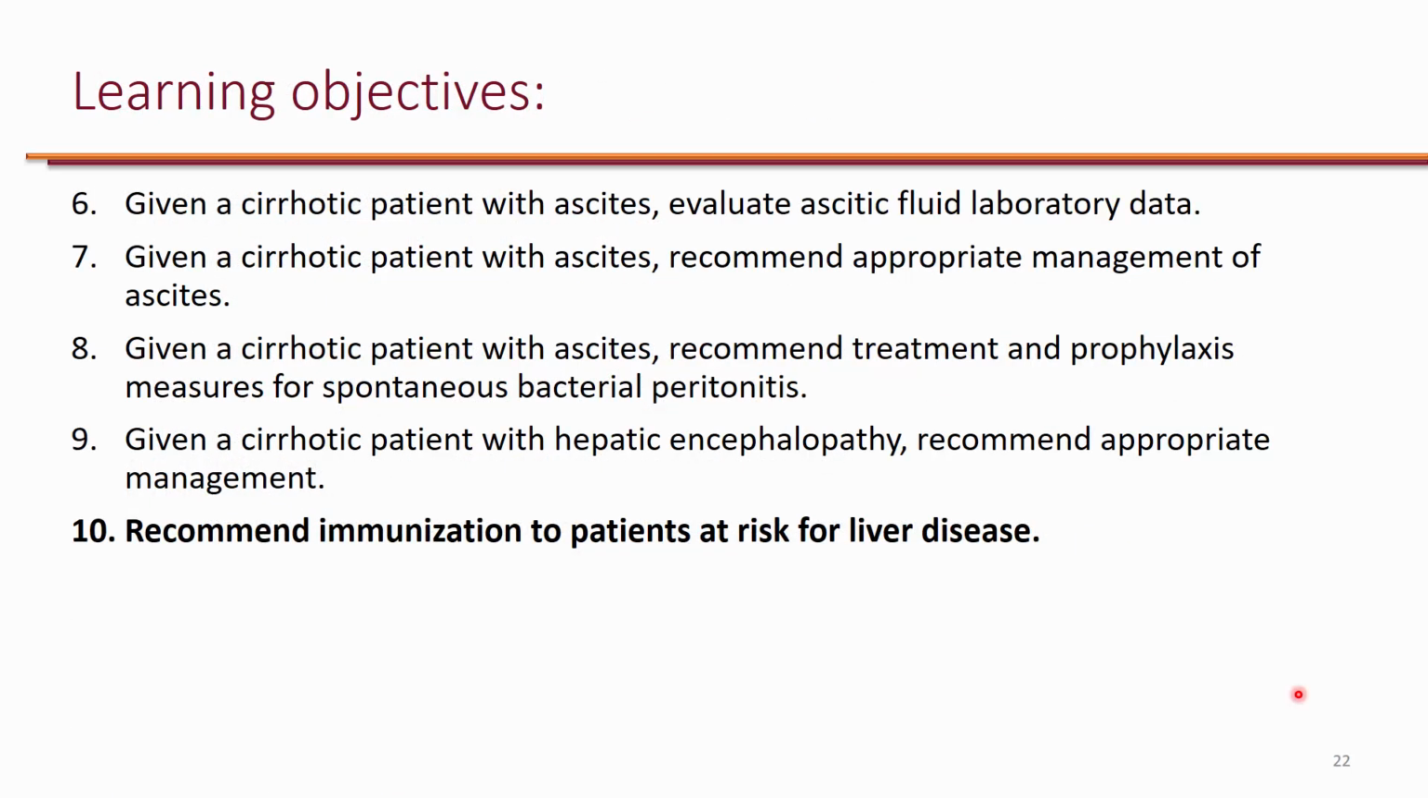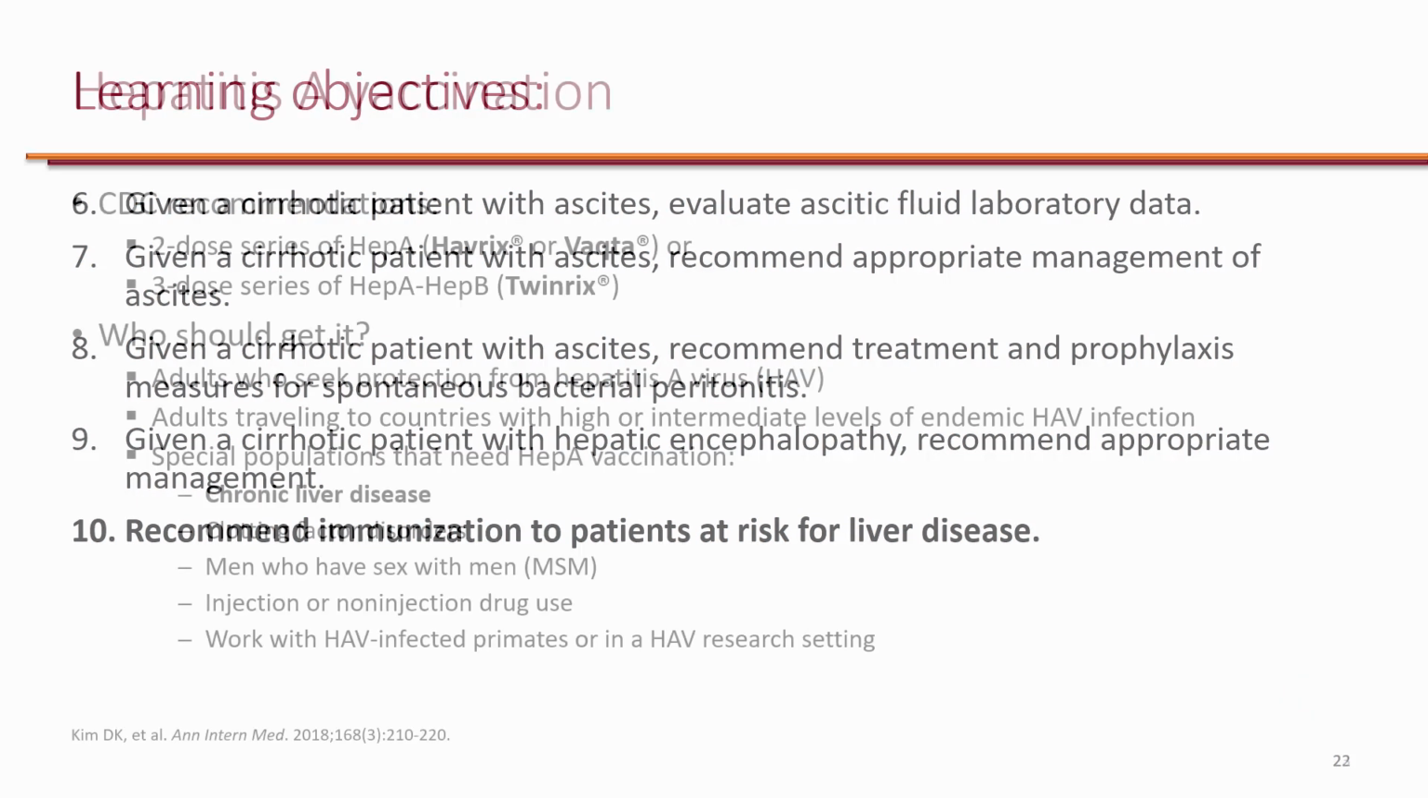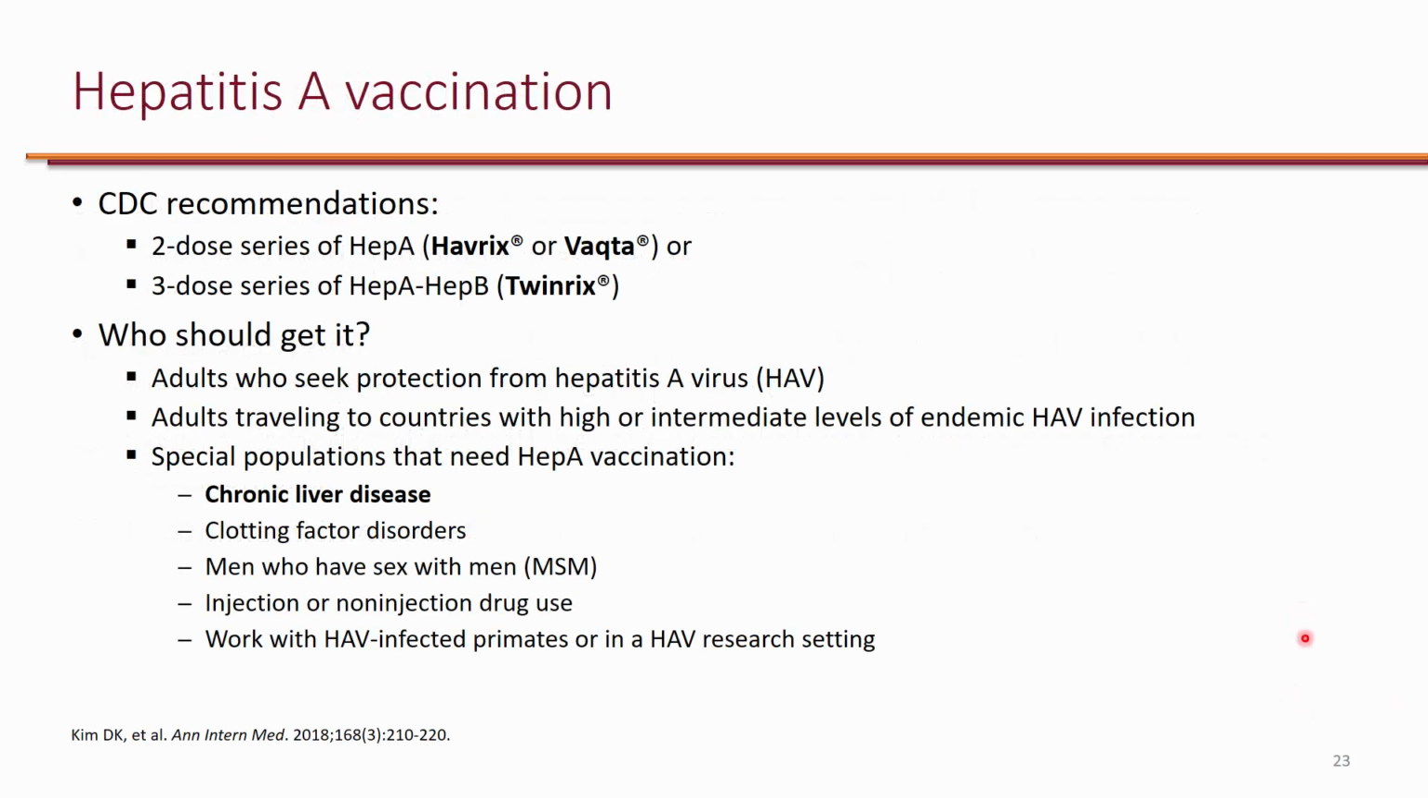The last learning objective is to recommend immunization to patients at risk for liver disease. So hepatitis is a risk factor for cirrhosis. We do have vaccination for hepatitis A and hepatitis B. The CDC does recommend a 2-dose series of either Havrix or Vaqta, or the combination of Hep A and Hep B, which would be a 3-dose series of Twinrix.